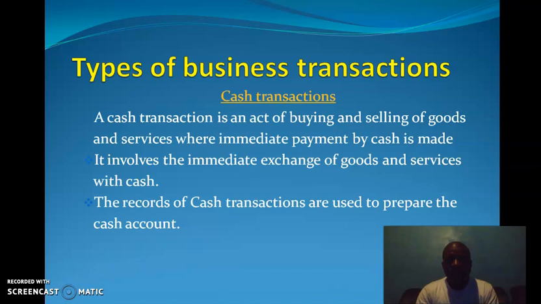Types of business transactions. We have a cash transactions. Now, what is a cash transaction? A cash transaction is an act of buying and selling of goods and services where immediate payment by cash is made. Now, I want you to underline or to take note of the word immediate payment by cash.